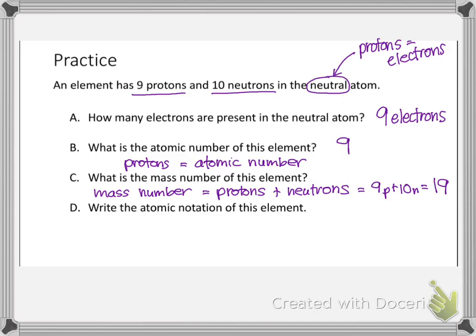You can see here we have 9 electrons. We have an atomic number of 9 and a mass number of 19. So for atomic notation, we put the mass number on top, so that would be 19. We put the atomic number on the bottom, that would be 9. Now, you have to have a periodic table unless you've memorized it, which I don't require, because we need to look for element number 9 to know what symbol this would be.